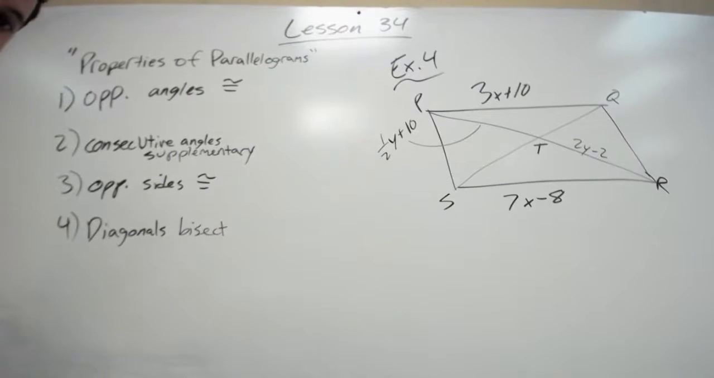We're going to look at properties of parallelograms in lesson 34. And I'm just going to name the properties. We're on page 218. One property of a parallelogram: if a quadrilateral is a parallelogram, then opposite angles are congruent.